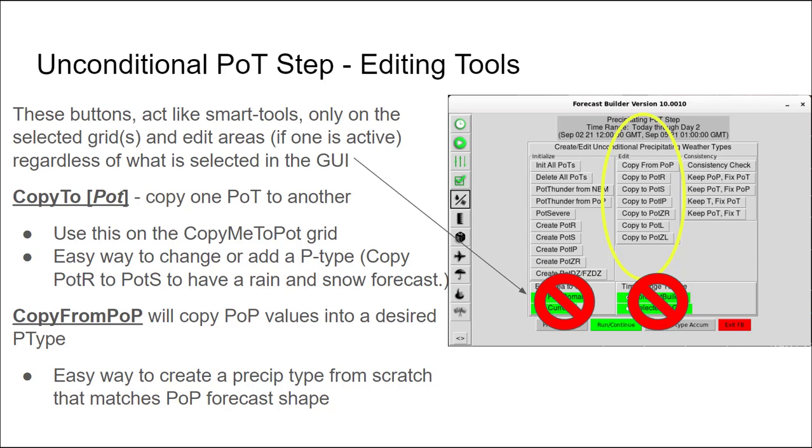The Copy From Pot button is also an easy way to bring pot values into the pot grid of your choosing. So say you want a sliver of sleet in the transition zone between rain and snow. Create a pot IP grid for that time range, draw an edit area where you want to mention sleet, run the Copy From Pot button, and sleet is now in the forecast there.